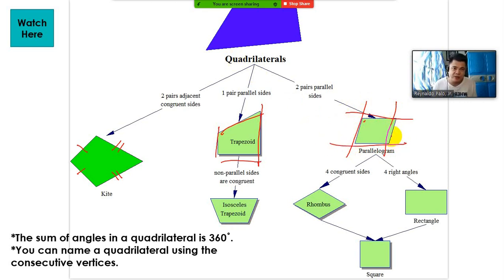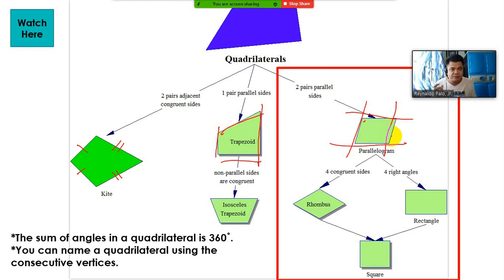So what do you mean by that? When we say parallel, these are lines or segments that do not meet. So that's what we mean when we say parallel. That's why if the two pairs of sides are parallel, it means those opposite sides are congruent as well because they are parallel. All right, so there are three special parallelograms that we have to take note.